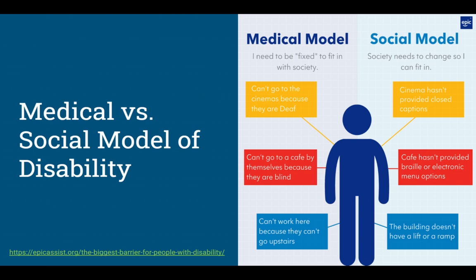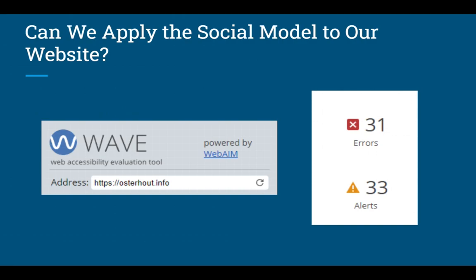The medical model says that the individual needs to be fixed, and that is what we do not want to have a mindset of in our library because it is a disservice to our patrons. So thinking of this while we look at the next few examples, just have this in the back of your mind. So how can we apply the social model to our library's website?